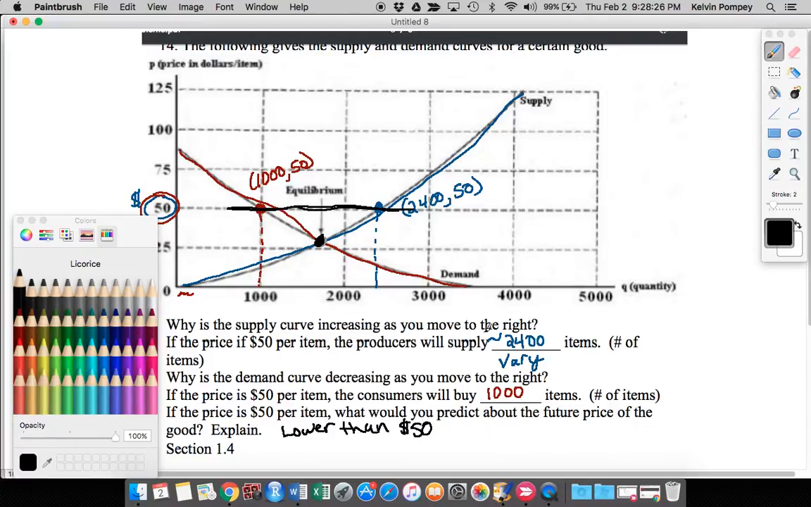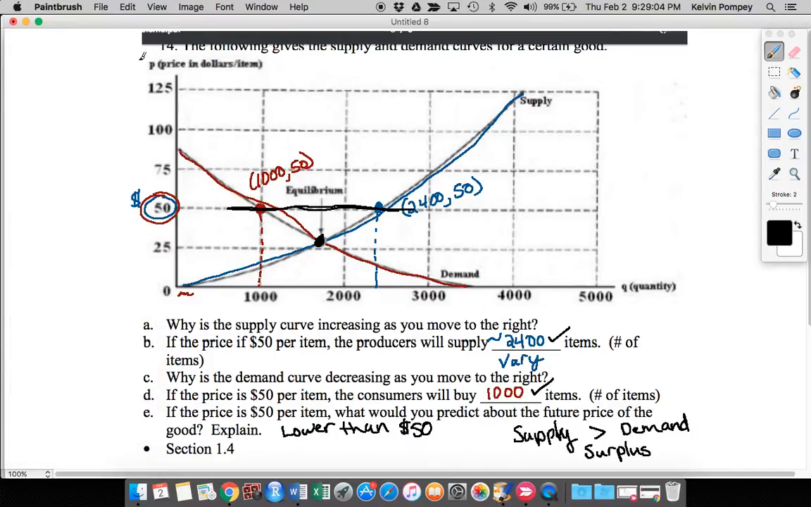You can also think of this if you don't want to look at the graph necessarily. You can look at these two answers here. We know that our supply was approximately 2,400, and our demand was approximately 1,000 items. That means supply is greater than demand. 2,400 is greater than 1,000, which means we have a surplus in the market and not a shortage. Whenever there's a surplus in the market, that means we need to drop our prices so that people will buy more of the product. There's just too many items on the market. All right, and so that's the last answer there. Okay, so that's problem 14.